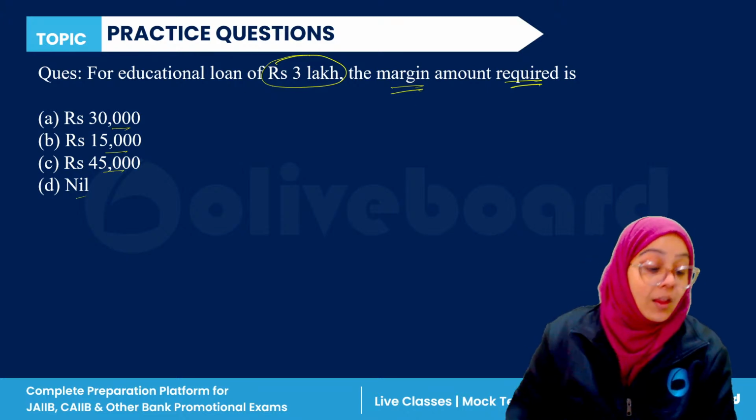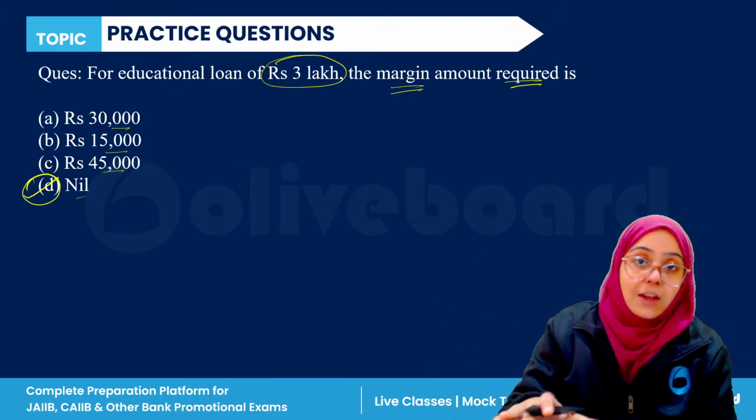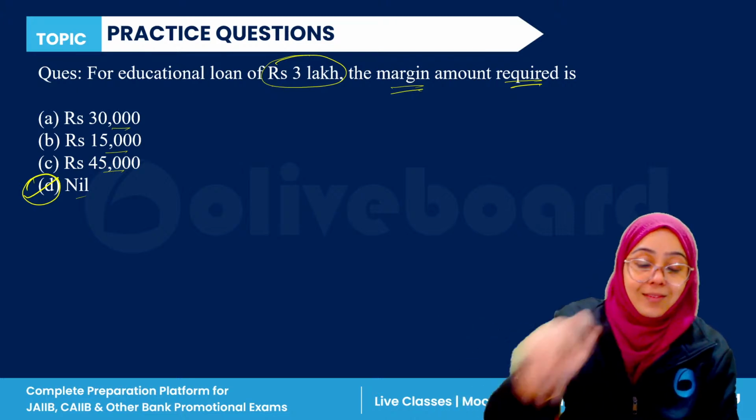The correct answer is nil. Up to rupees 3 lakh, there is no margin required by the bank. So the correct answer is D, nil.